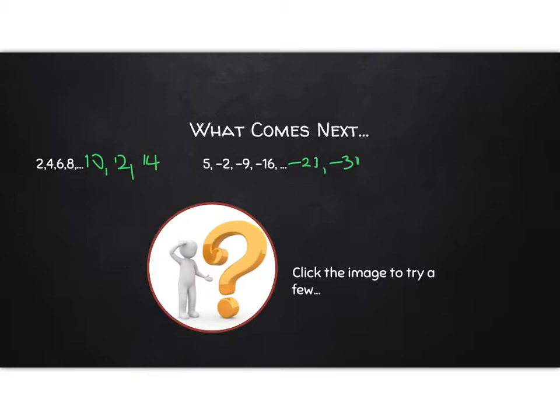So some things to think about in these two sequences is, what do they start at? So this one starts at 2, and this one starts at 5. But then what do they go up by or go down by? So this one goes up by 2s, and this one goes down by 7 each time. So those are the important features. So we're going to look at that more on the next page.